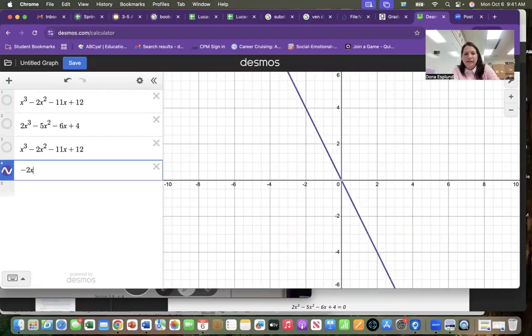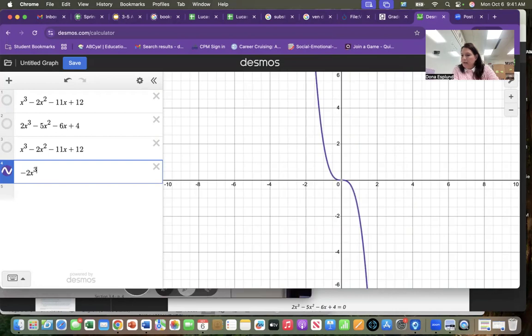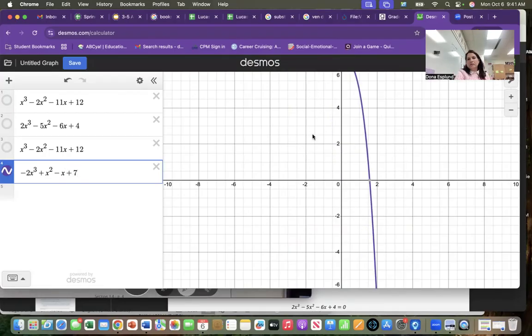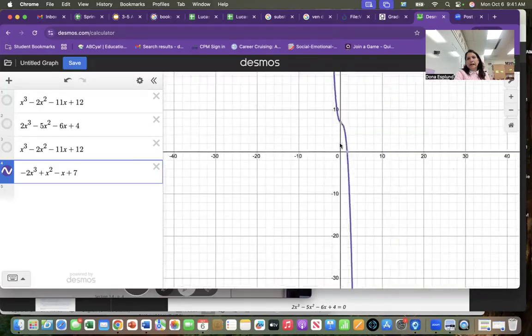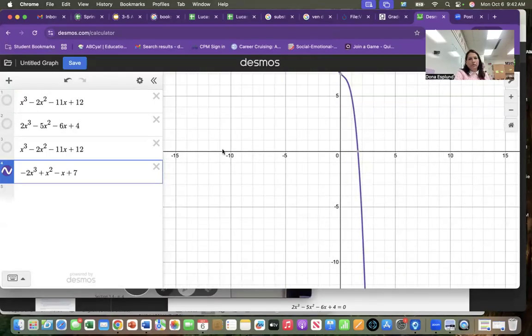So I had -2x to the third plus x squared minus x and then plus 7. And look at this. So this tells me I have 1 real root, but I have 0 negative roots. It's not even a cross on the negative, and that came from Descartes. Okay, so Descartes kind of helps us eliminate, again, different possibilities as well.